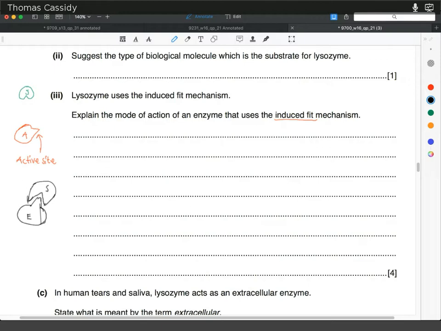Wonderful. The induced fit is suggesting that instead of it just being, oh, they are completely complementary, they might be maybe not quite the same shape. So maybe on the enzyme, the end looks a bit like that. And when it comes into contact with our substrate, which is in green, what it does is it induces the fit and it will change. So the end might sharpen a bit to then fit the substrate. So that's the key point here when they're asking about the mode of action that the enzyme uses.